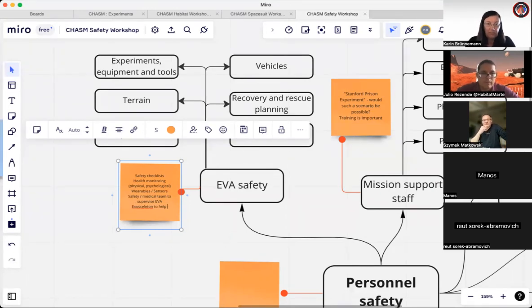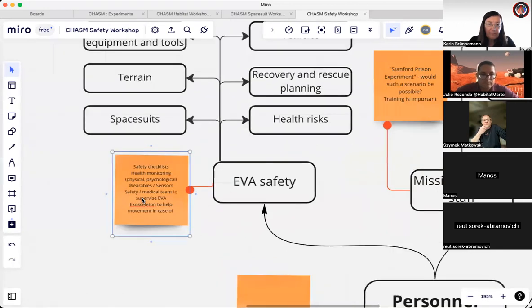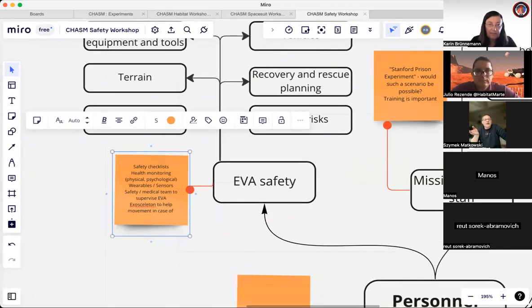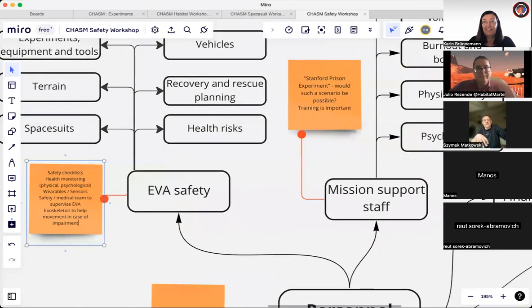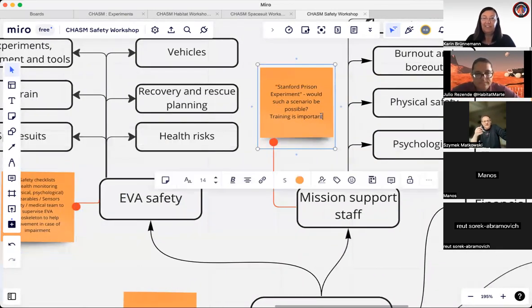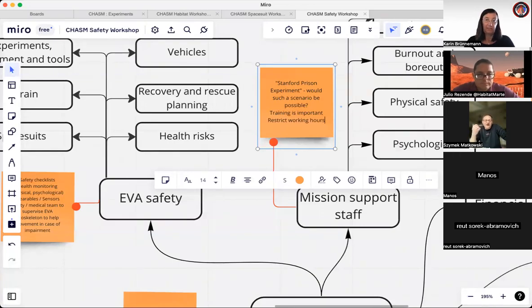Getting back to mission support staff, do you think that the minimum number of shifts should be defined as a common standard, so that people cannot work more, like pilots, who cannot work more than 12 hours or 8 hours a day? Because they might be subject to burnout, boredom, and then start to put unwanted pressure on the astronauts inside.